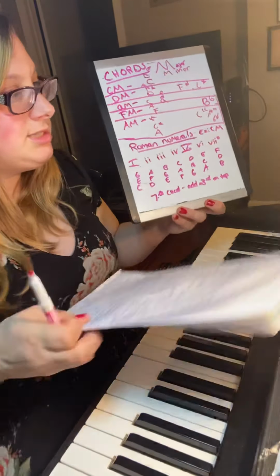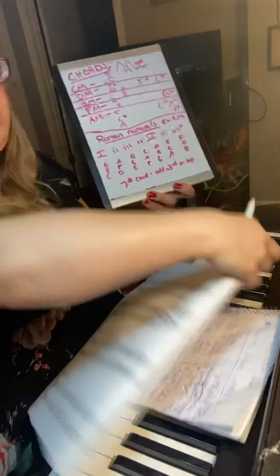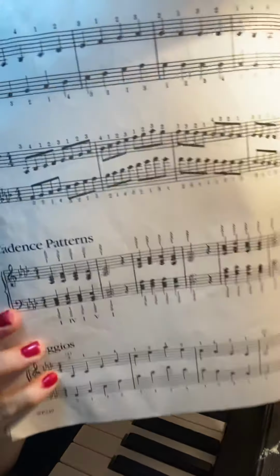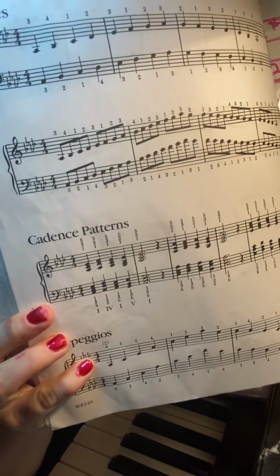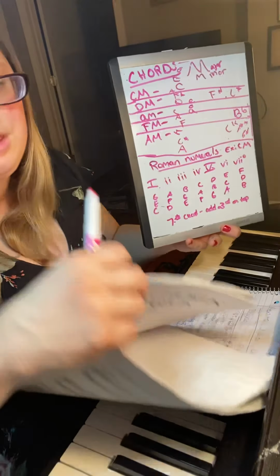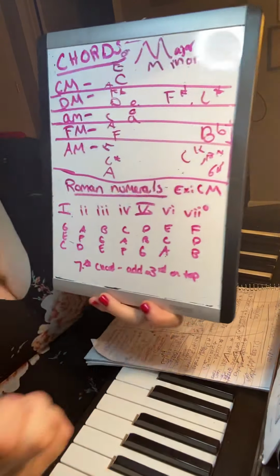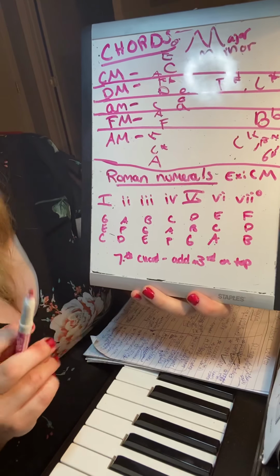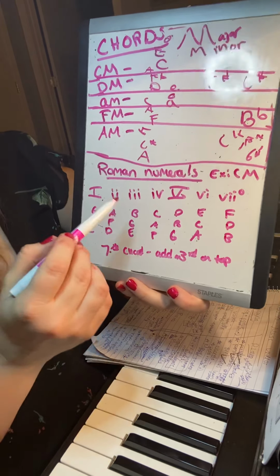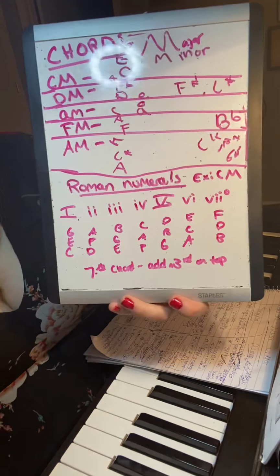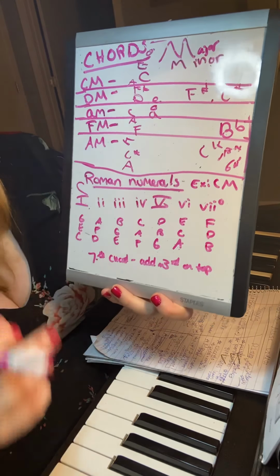For instance, right here, we're going to look at this really quickly. See how it has 1, 4, 1, 5, 1? Those are called cadence patterns that people can look at and try. But anyway, this tells you where it is in the scale. So a 1 chord would be the starting chord in a scale. So that would be, in a C major scale, C, E, G.